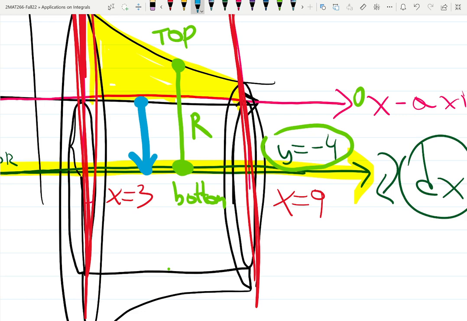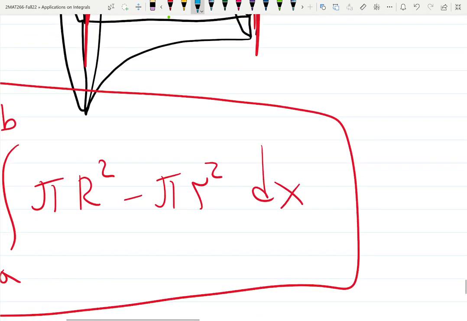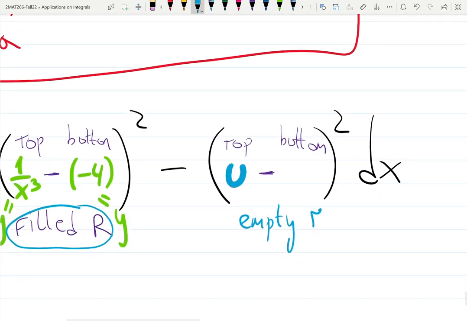Now who is at the top? What is that? y equals 0, exactly. y equals 0 is now at the top. And the bottom is the same. y equals -4. So it's going to be 0 minus negative 4. Agree or not? Does my logic make sense to you?